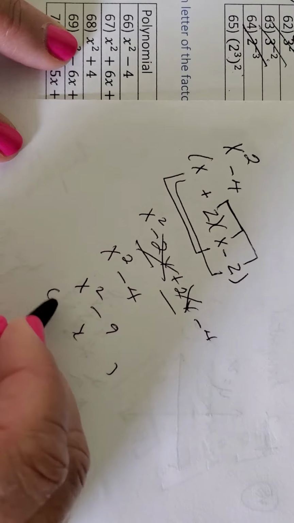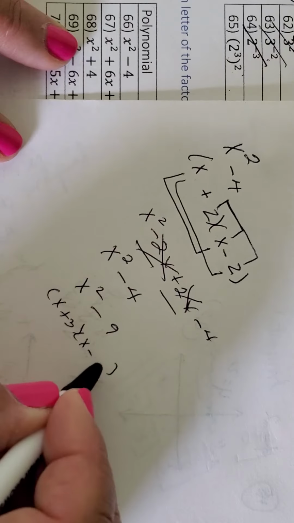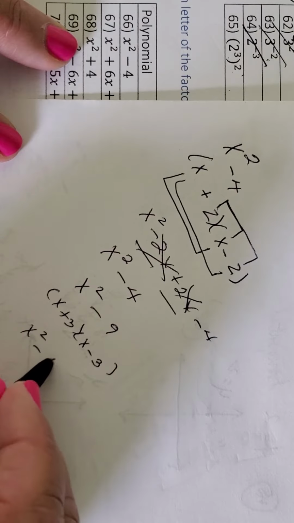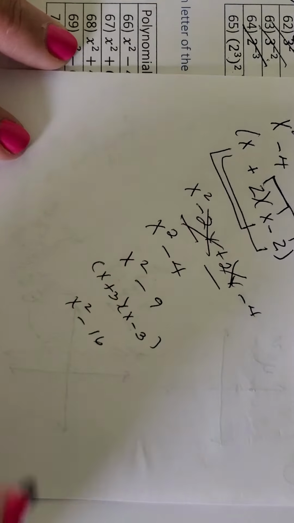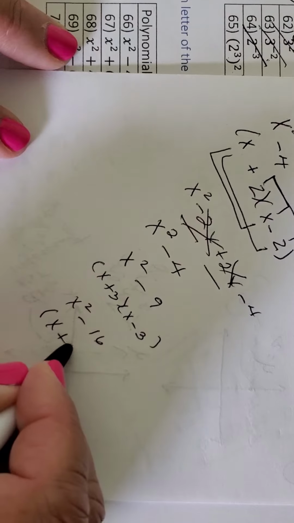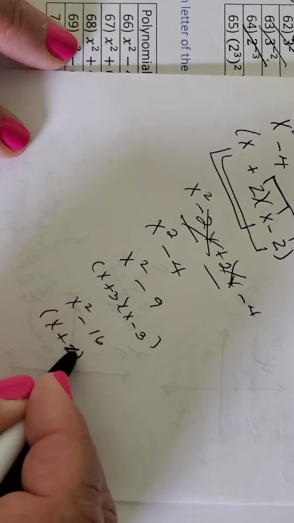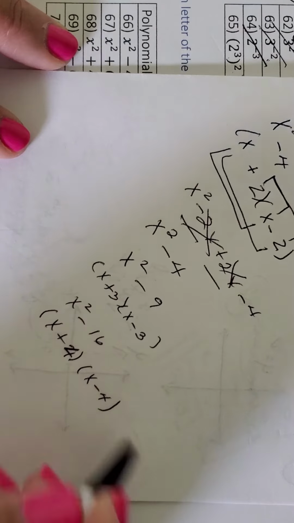Another example would be x squared minus 9. It would be x plus 3, x minus 3. x squared minus 16 would be x plus 4, x minus 4, and so on.